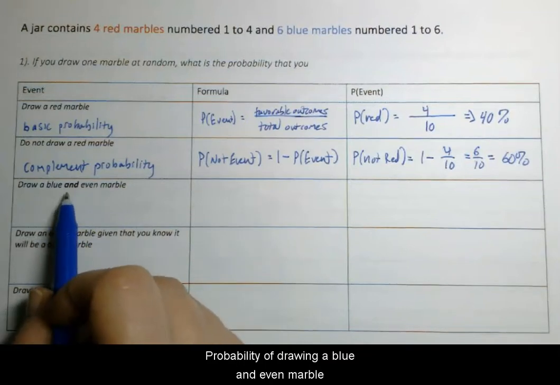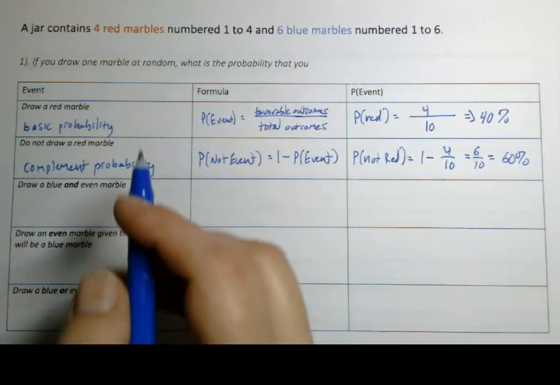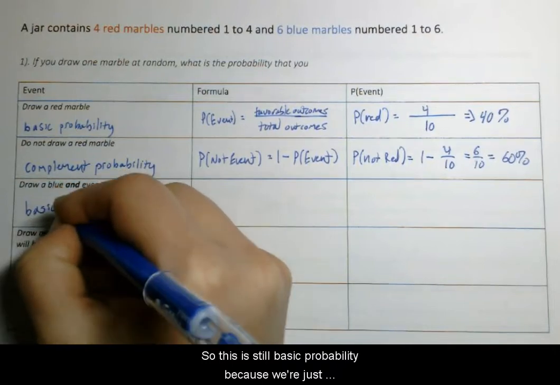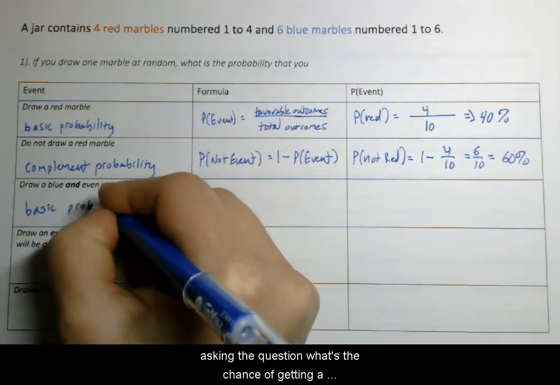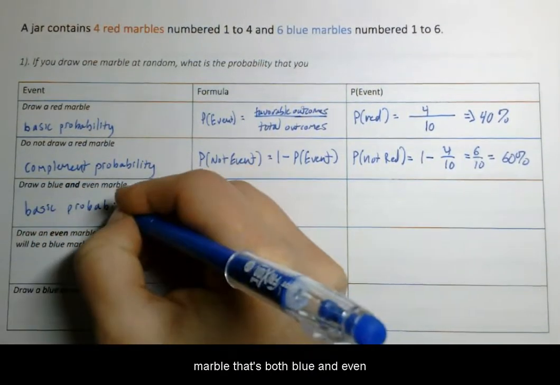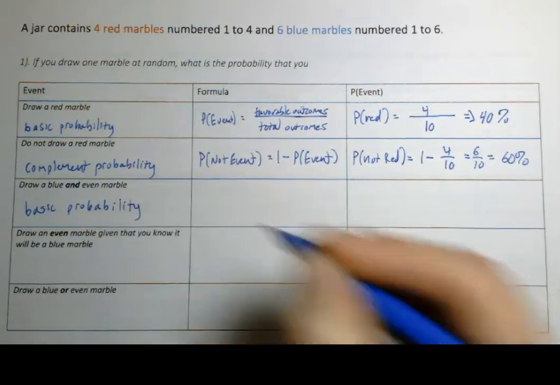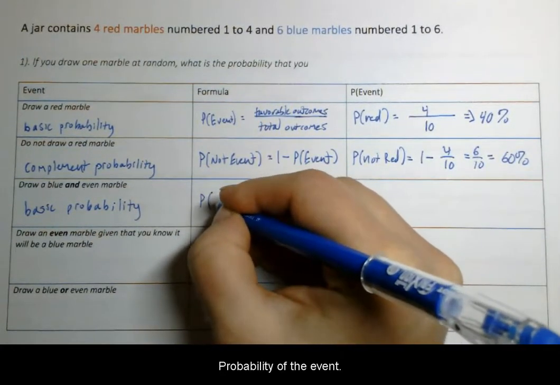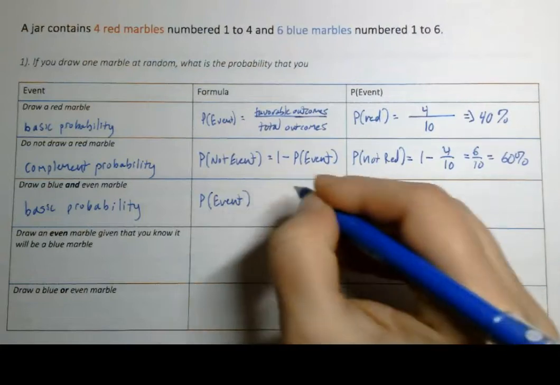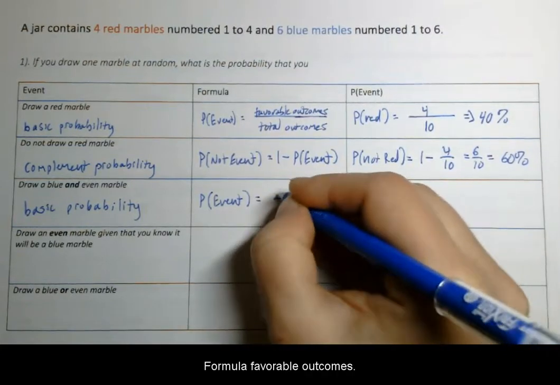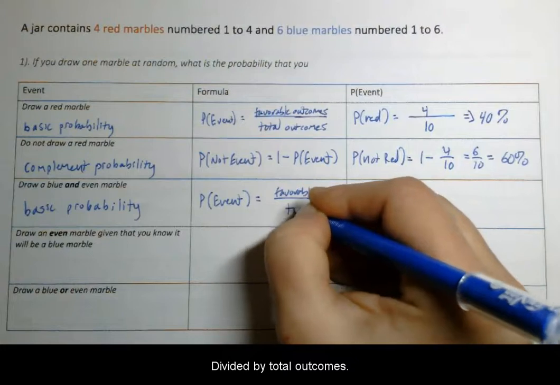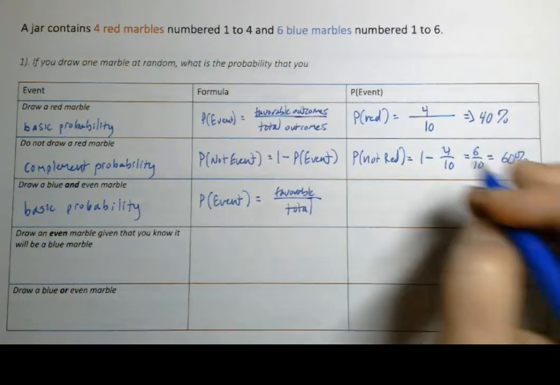So there's a 60% chance of getting that blue marble or not getting a red marble. Probability of drawing a blue and even marble. So this is still basic probability because we're just asking the question, what's the chance of getting a marble that's both blue and even? So it's still that probability of event formula. Favorable outcomes divided by total outcomes.